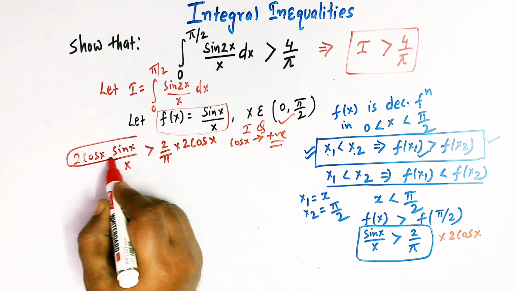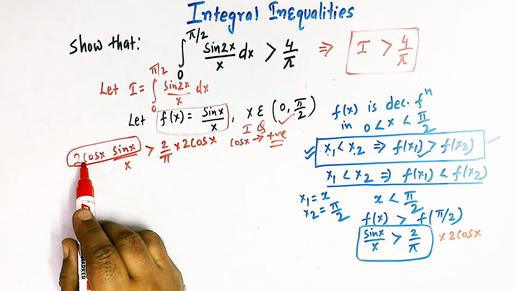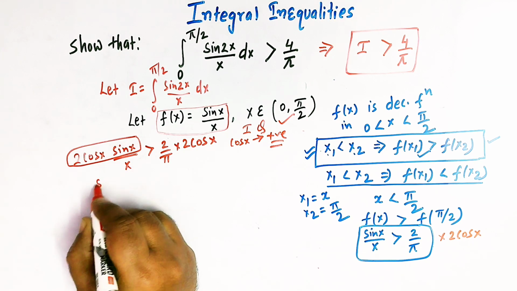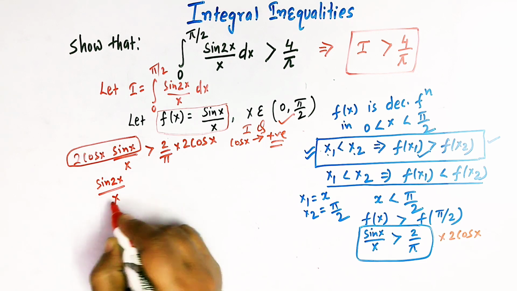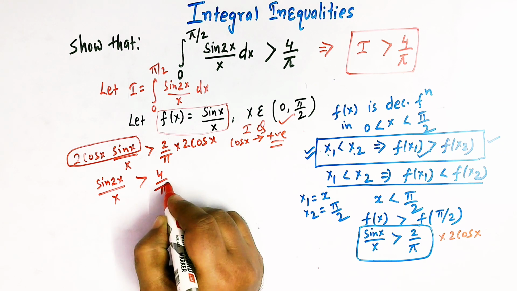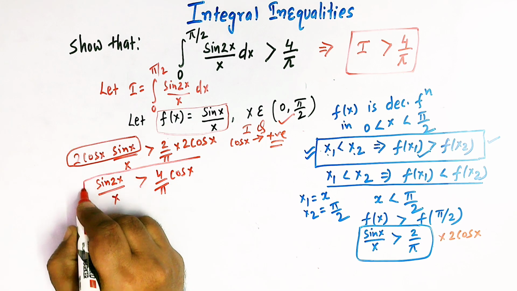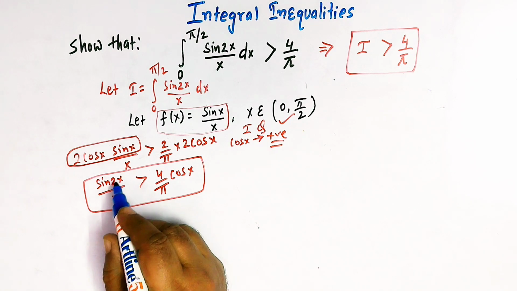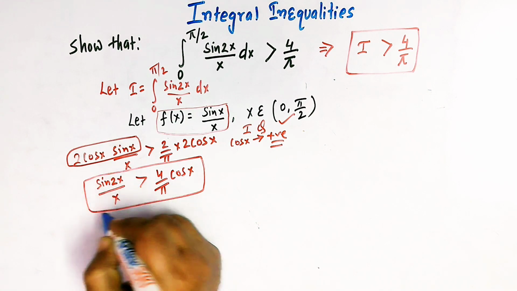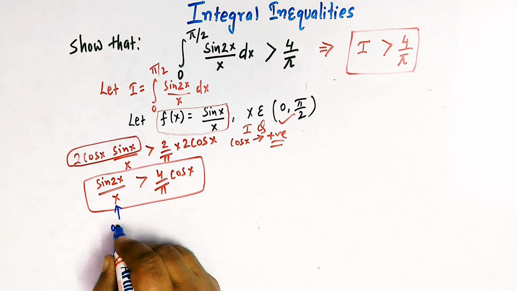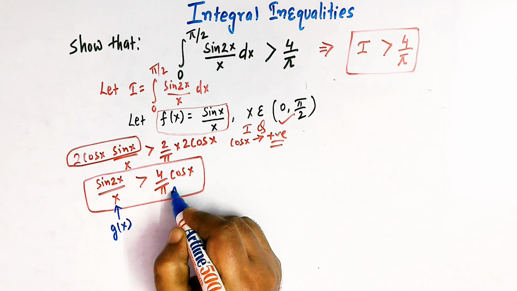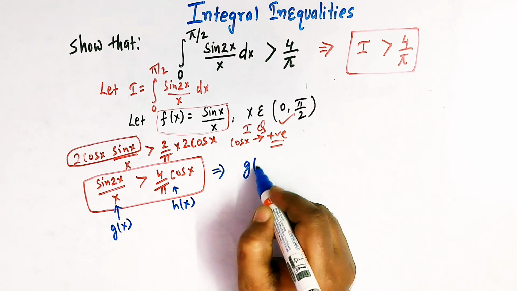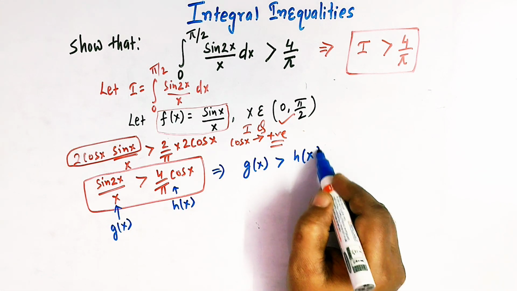Now see, 2 cos x sine x is sine 2x. So this is the double angle formula for sine function. So 2 cos x sine x is sine 2x, and in the denominator we have x, and here we have 4 over pi cos of x, right? So now we have obtained this inequality. So now if we take sine 2x over x as some function, say g of x, and this function as h of x, right? So we have here g of x is greater than h of x, right?